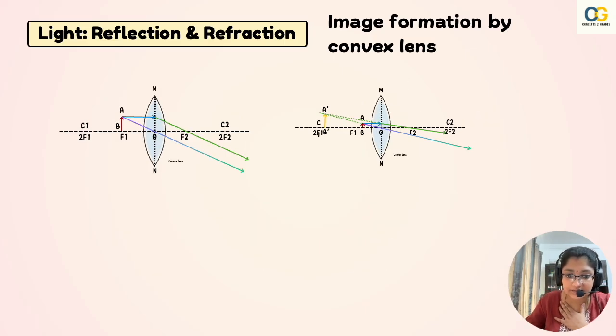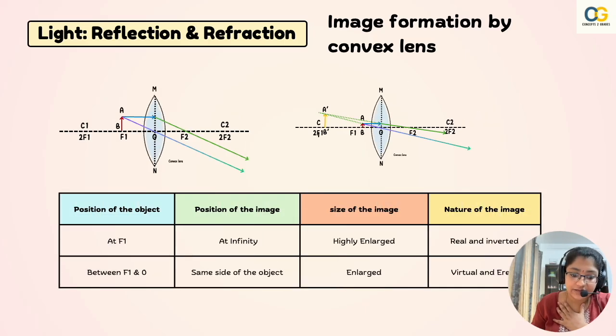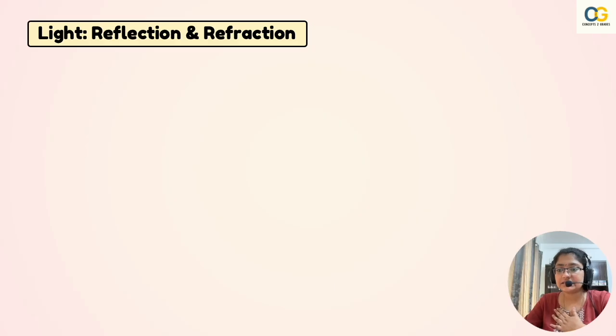Coming to the last two cases, if the object is placed at focus or f1 point, the image will be at infinity. Similarly, if the object is placed between the optic center and f1 point, then the image will be on the same side as that of the object, and it will be enlarged, virtual and erect. This is how the convex lens forms images.